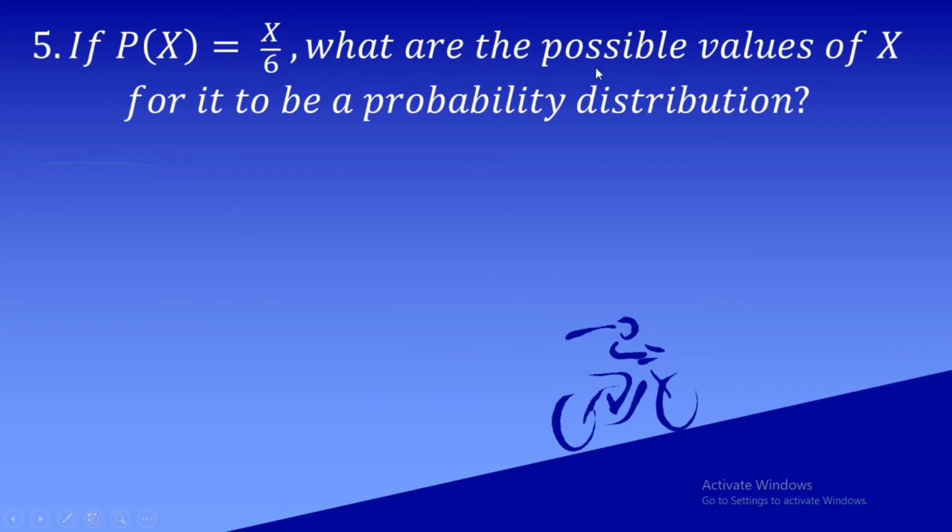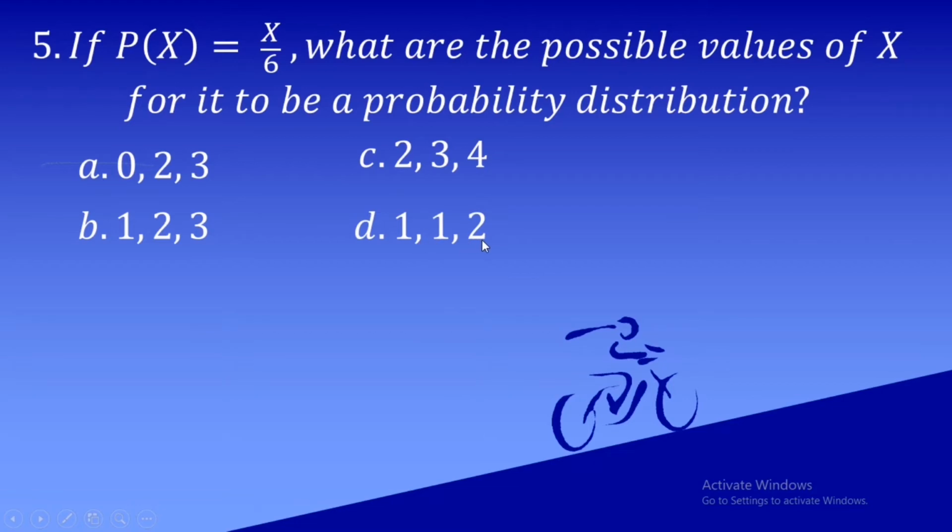For number 5, so we have the probability of x is equal to x over 6. So we're looking for the values of x to be a probability distribution. Okay, we have the choices here. So A, B, C, and D. Based on the properties of probability distribution, the summation over probability of x, or the summation of p of x, is equal to 1.